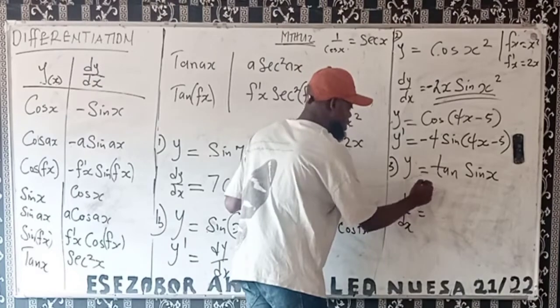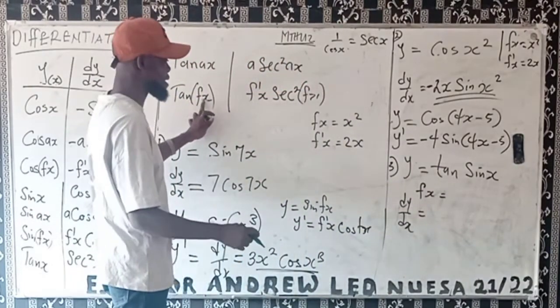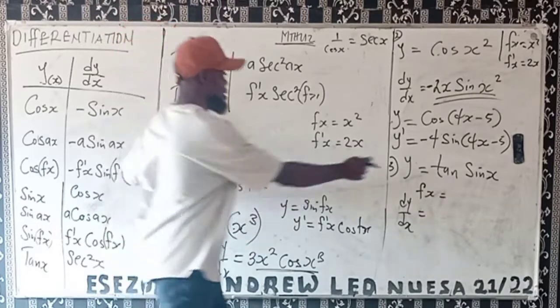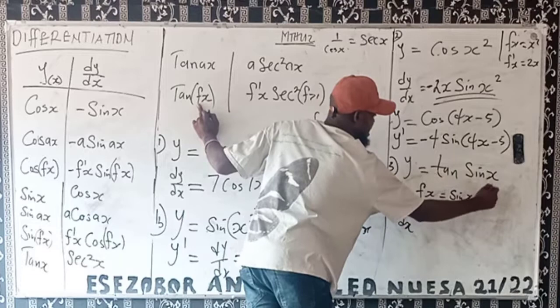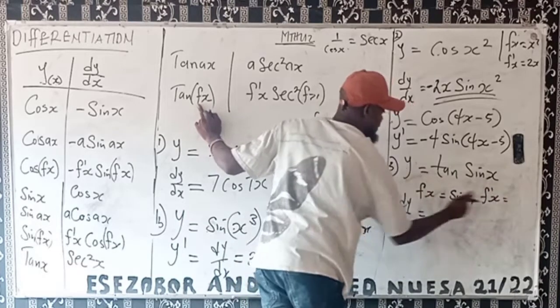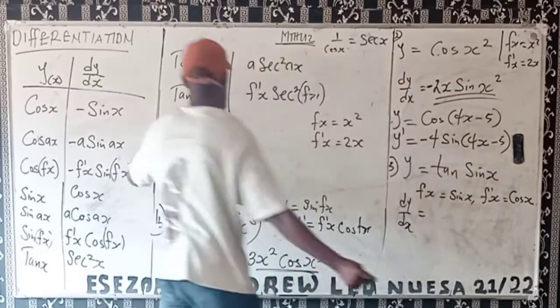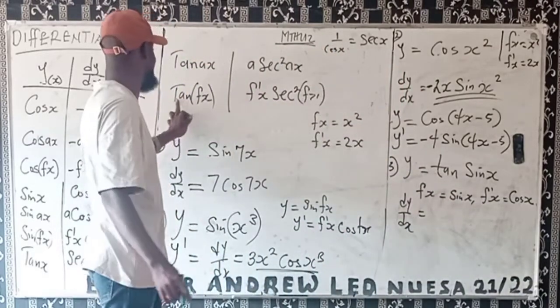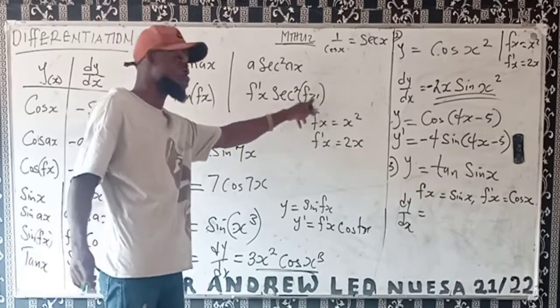In this question now, what is the function of x here? We have tan function of x. Tan x, that is the function of x. So if I now find the f prime of this one, if I differentiate this function, what am I going to have? I'm going to have cos x. The f prime is, I tell you, if I have tan function of x, that's what becomes f prime times sec square of that function of x.